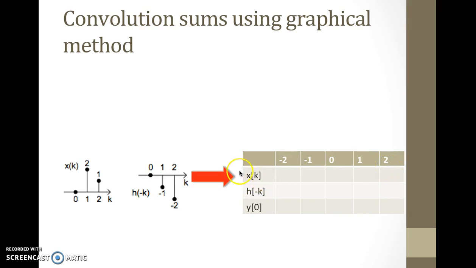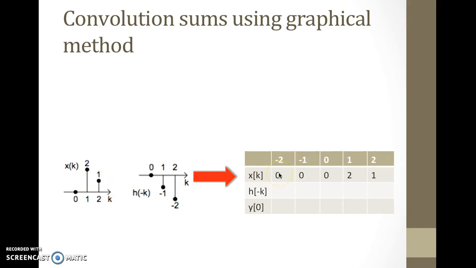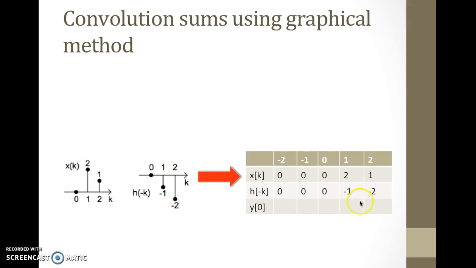So x[k] at minus 2 is, what is the value? 0, so just put 0 here. At 0 it is 0. At 1, the value is 2. And at 2, the value is 1. So 0, 0, 0, 2, 1. Then tabulate the data for h[minus k]. At minus 2 and minus 1 it should be 0, 0. At 0 also 0. At 1 the value is minus 1. At 2 the value is minus 2.